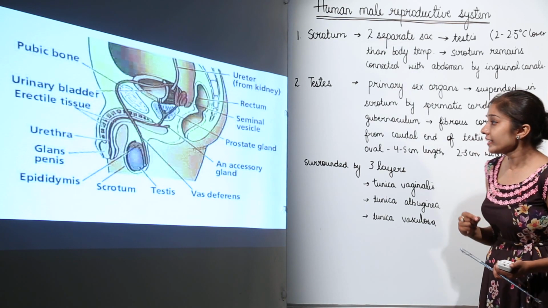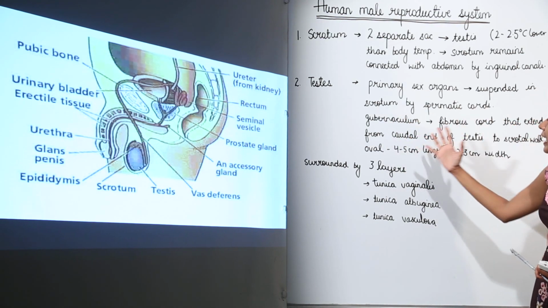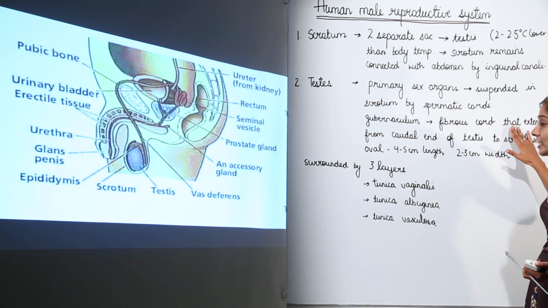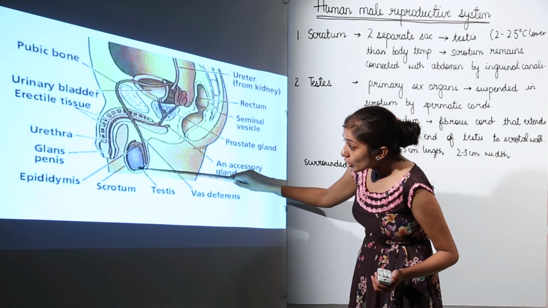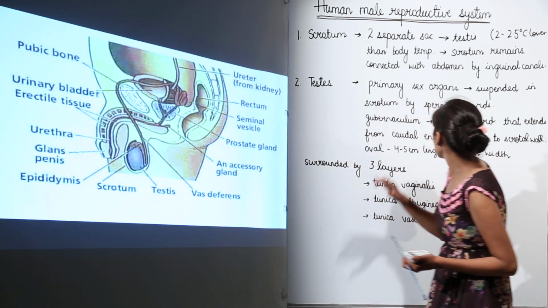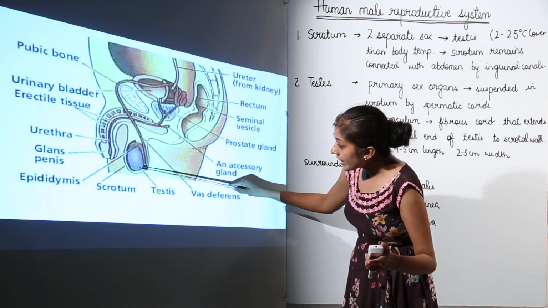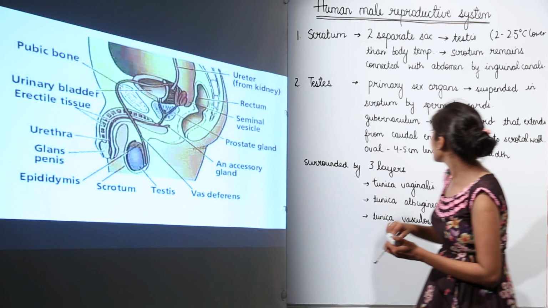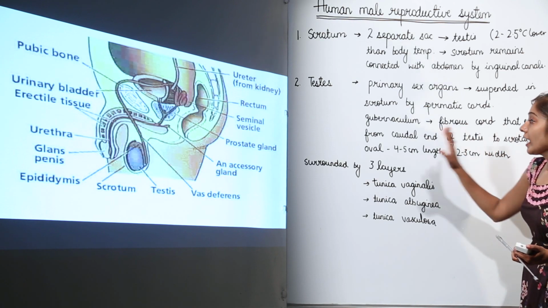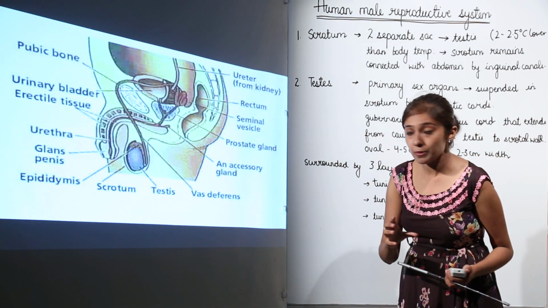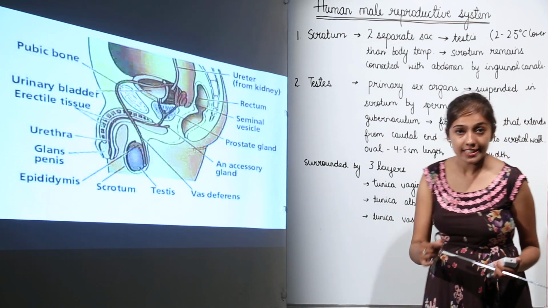Now we have a term that is gubernaculum. This gubernaculum is the fibrous cord that extends from the caudal end of the testis to the scrotal wall. You can just look in the image and imagine it from here till here. So it is the fibrous cord that extends from the caudal end of the testis to the scrotal wall, and the testes are generally oval shaped with a length of 4 to 5 centimeters and a width of 2 to 3 centimeters.